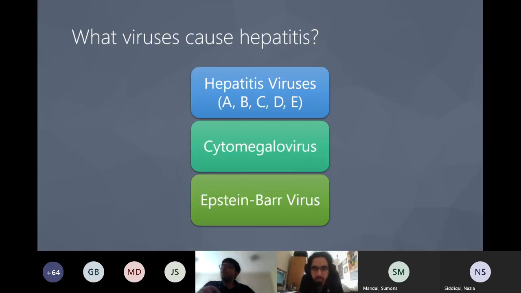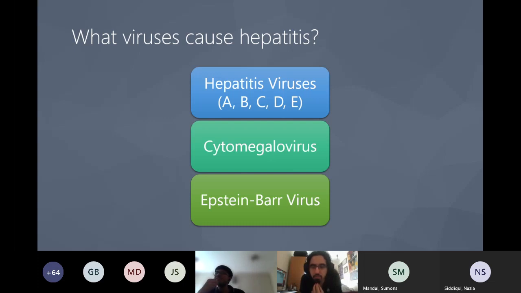So, what viruses cause hepatitis? There are three common ones, and then we'll talk about some cooler causes. Three common groups, rather. Not just three common ones. So, yeah, hepatitis.